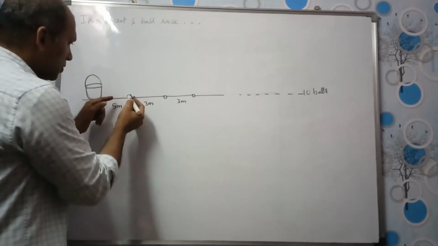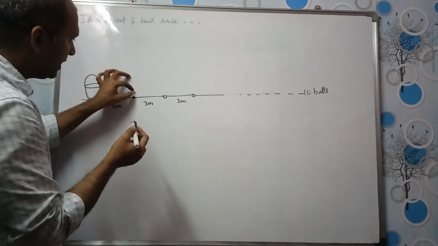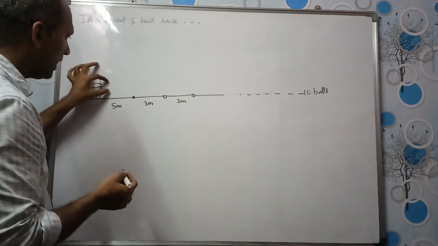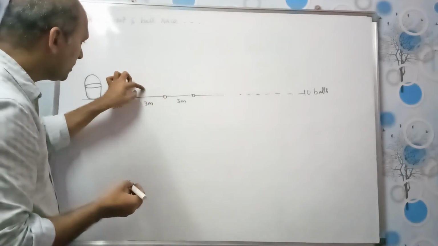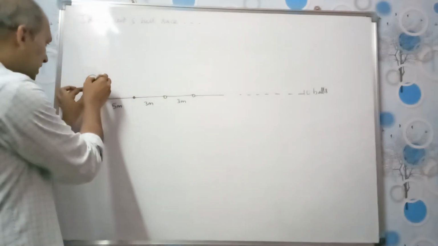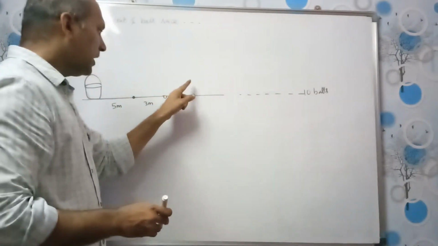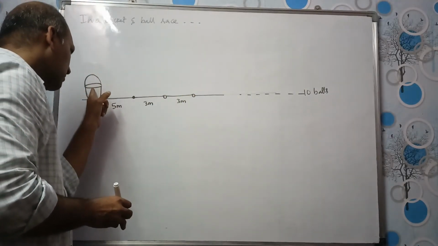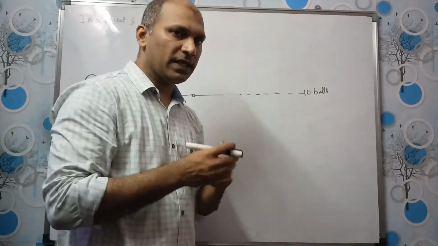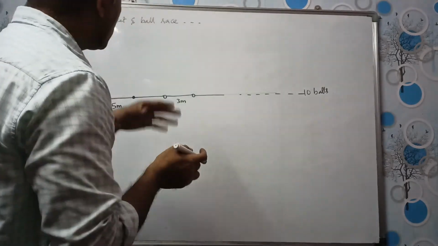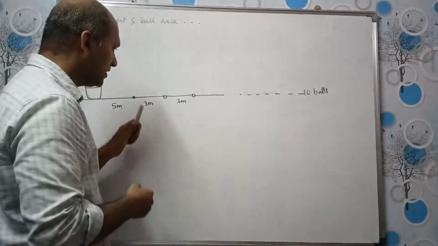So the competitor would come here, pick the first ball, put it in the bucket, and come back to the second ball and come back to the bucket again, put that ball in the bucket, come back to the third ball and come back to the bucket again, put that ball in the bucket, and so on. Up to how many balls are there? 10 balls are there. So what is the distance run by the competitor in this game?